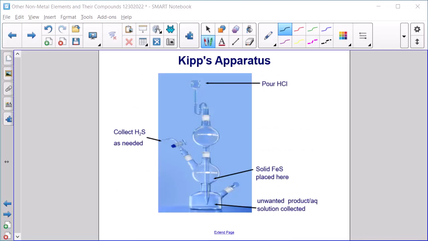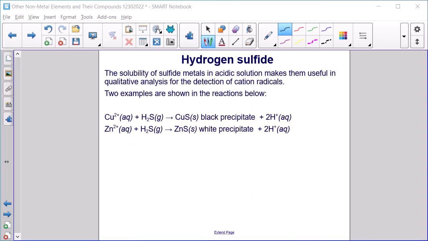So here's a diagram where we would put our solid iron sulfide or metal sulfide as an example. From here, we would pour our acid, in this case HCl, so we would have hydrogen ions. As the H2S gas is generated, it'll be collected here, and the remaining liquid and aqueous ions in the solution will be collected here.